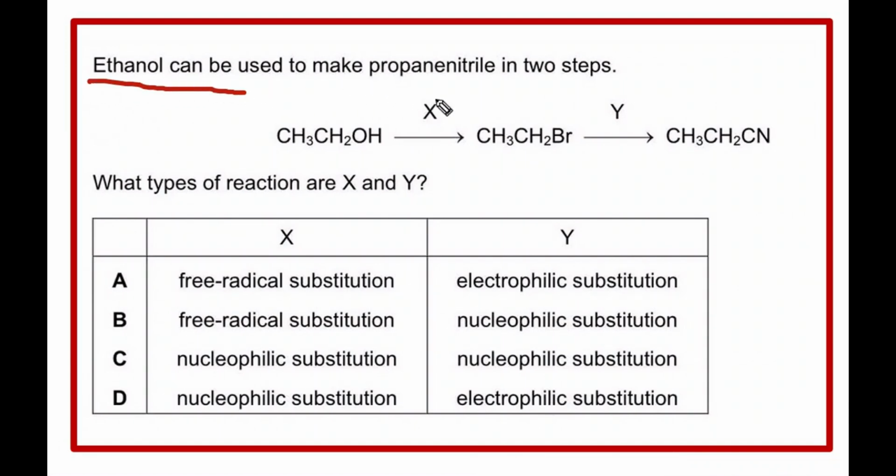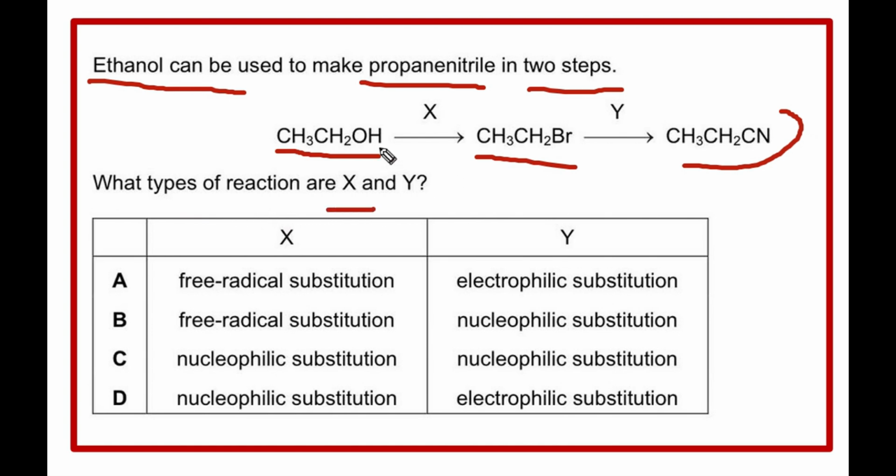Ethanol can be used to make propane nitrile in two steps. Ethanol goes to bromoethane, then propane nitrile. What types of reaction are X and Y? Alcohol to haloalkane, this is nucleophilic substitution. So the answer is C, nucleophilic substitution. And Y, bromine nucleophile is substituted by cyanide nucleophile.